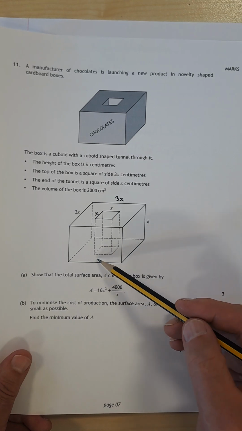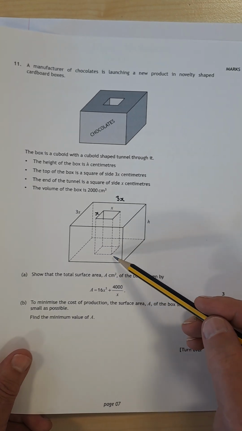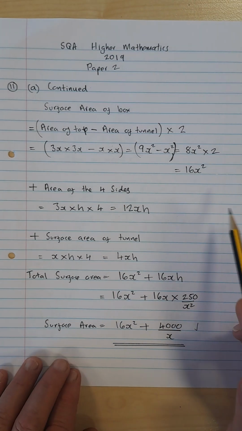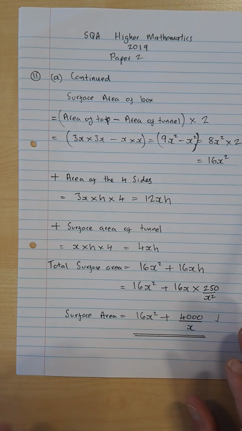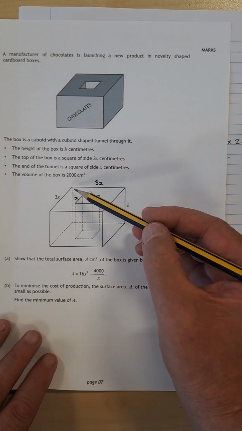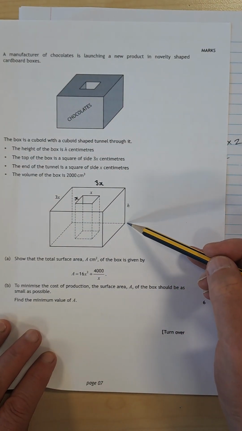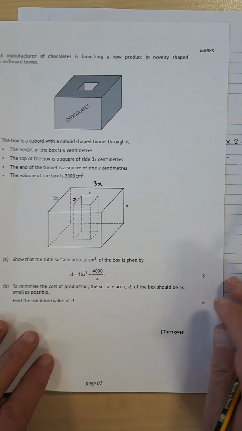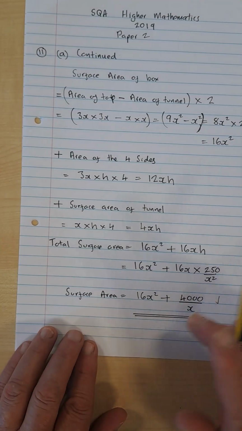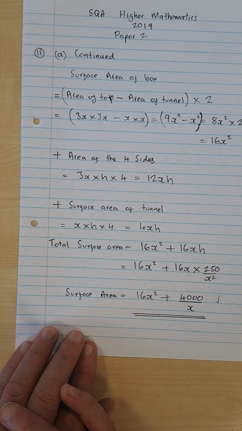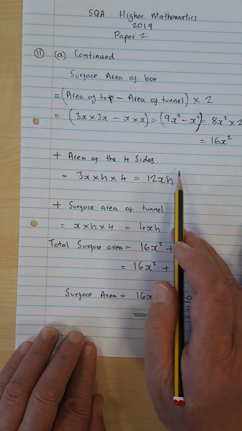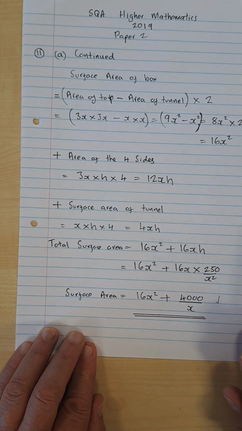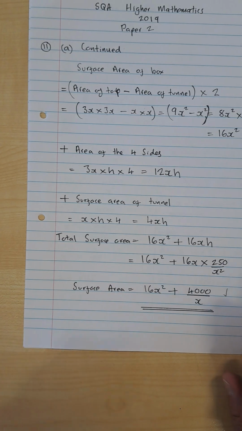You have to double it, of course, because you've got the same area down below, so that's going to give you your 16x squared. We now have the area of the four sides, and each one is 3x times h, and they're all the same. So we have 3x times h, and we have four of them. So 3x times 4 is 12x times h. That gives you 12xh.